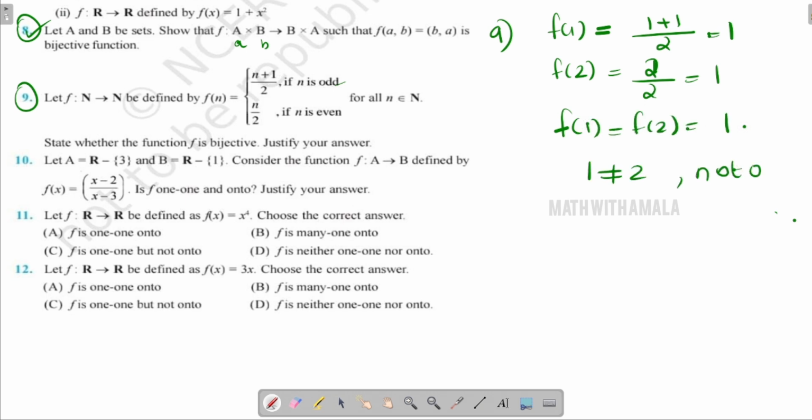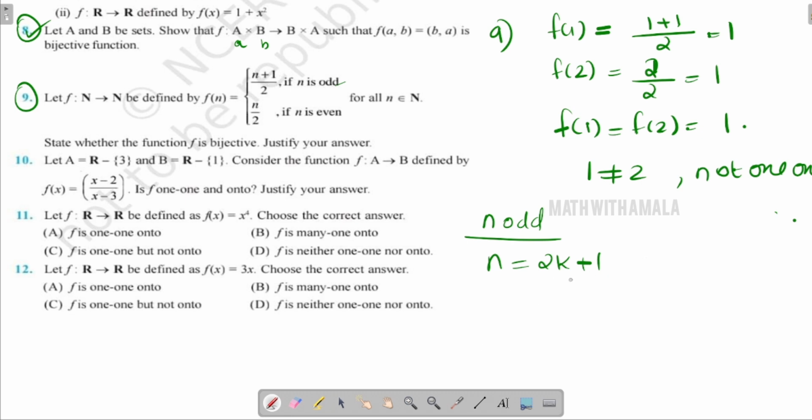Here f of 1 and f of 2 are both 1, but 1 is not equal to 2, hence it is not one-one. Okay, so f of x1 equal to f of x2 doesn't imply that x1 equal to x2. Now let's check the case of when n is odd.